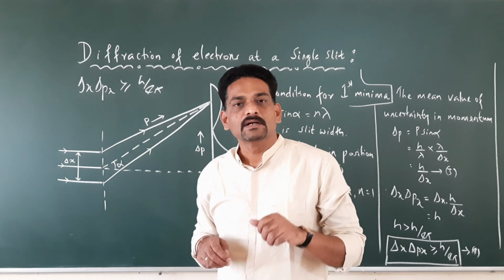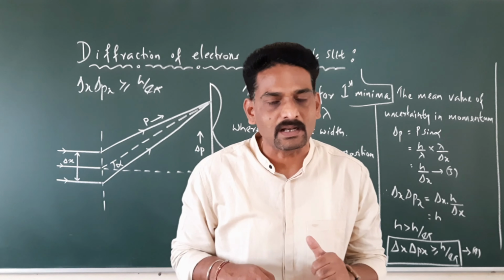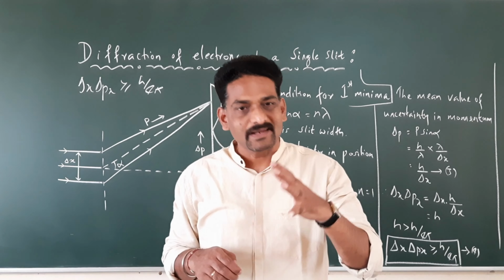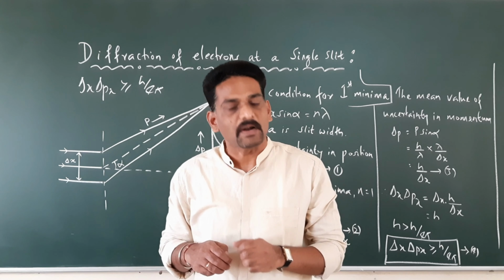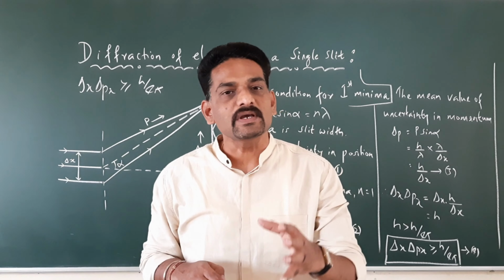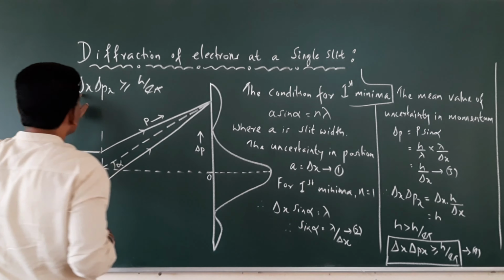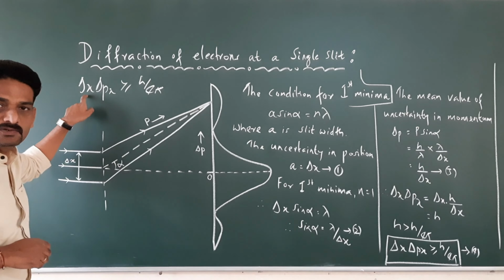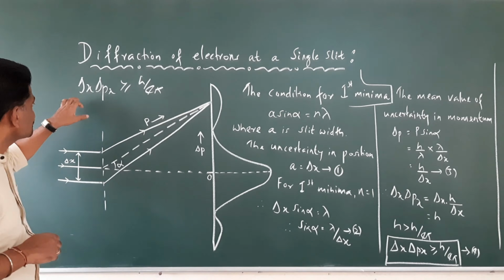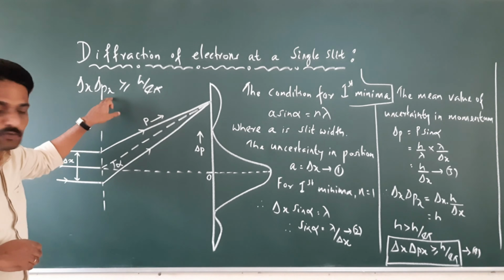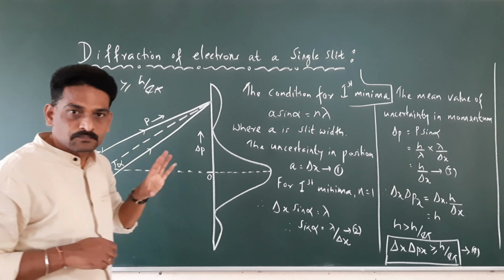Whenever we try to measure the position and momentum of a subatomic particle like an electron, proton or neutron, it is very difficult. If at all we attempt to measure the position and momentum of these particles, which are very small in dimension, it always involves a certain amount of error. That error is given by delta x into delta px. Delta x is the error in the measurement of position, and delta px is the error in the measurement of momentum. The product of these two is always greater than or equal to h divided by 4 pi.